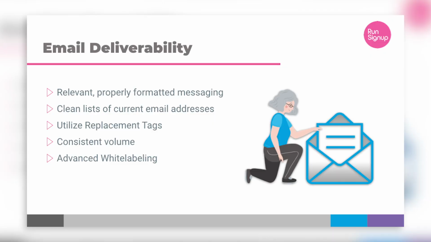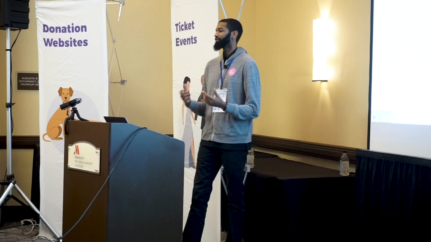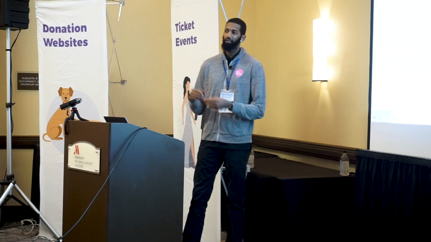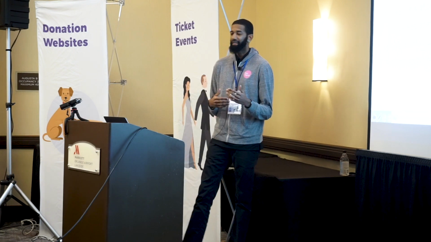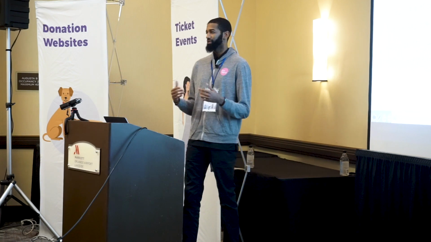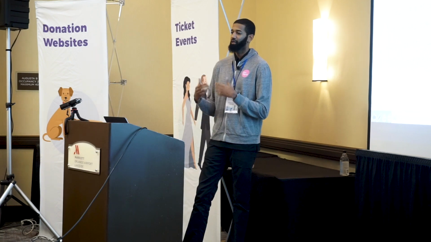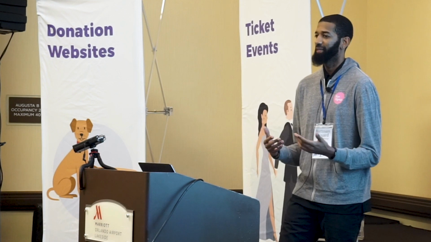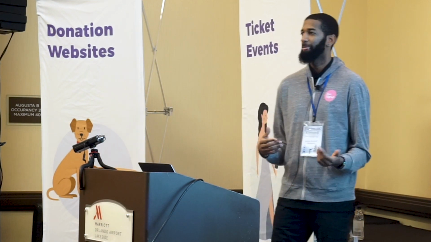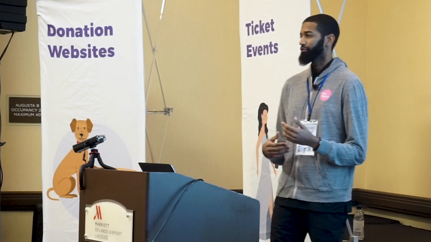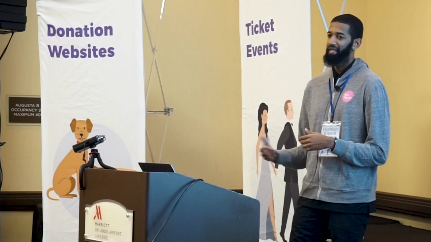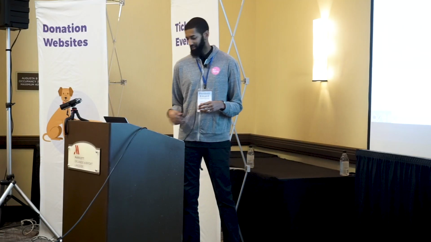Consistent volume. So if your race is 500 people, sending an email to a 20,000 person list might not be the best idea. And then advanced white labeling will help your delivery rate. We also have a wonderful blog post that goes through the steps of enabling white labeling. So if you go to runsignup.blog, that's our blog. We keep it up to date, so you have a lot of information on there. So if you just search white labeling, it will give you the step-by-step walkthrough of what you need to do with who hosts your domain to add in the DNS records for that.